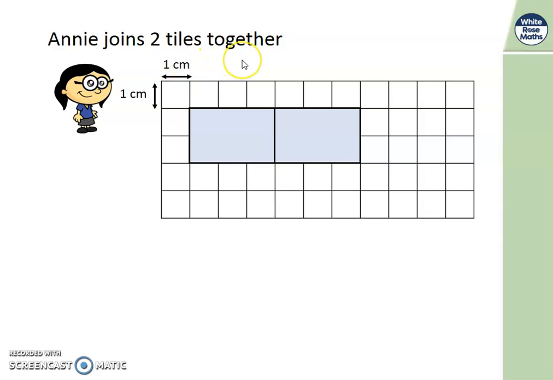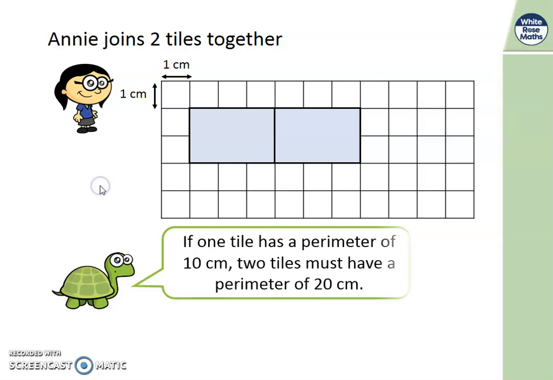Now Annie's joined 2 tiles together. Hello, Tiny. Tiny says, if one tile's got a perimeter of 10 centimetres, then 2 tiles must have a perimeter of 20 centimetres. Is Tiny correct? Can you spot a mistake he's made?